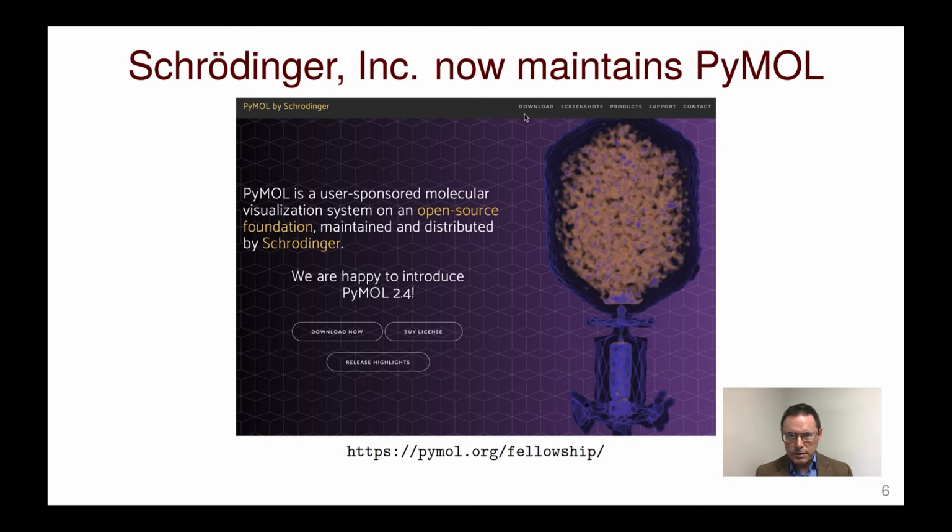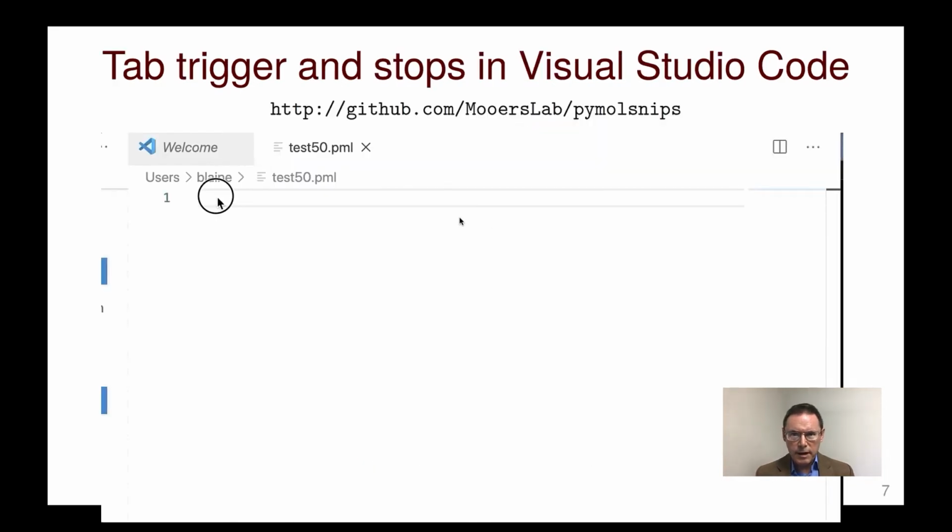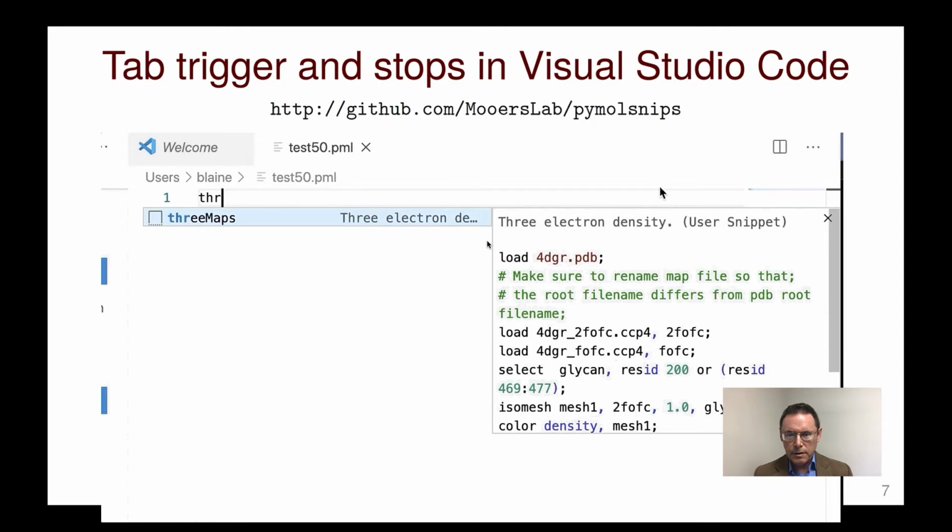Support for snippets has become widely available in text editors over the past years. This is an animation of the use of a tab trigger that's called 3maps. That's mapped to 12 lines of code that generate 3 contours of electron density. The text editor that's being used is Visual Studio Code.